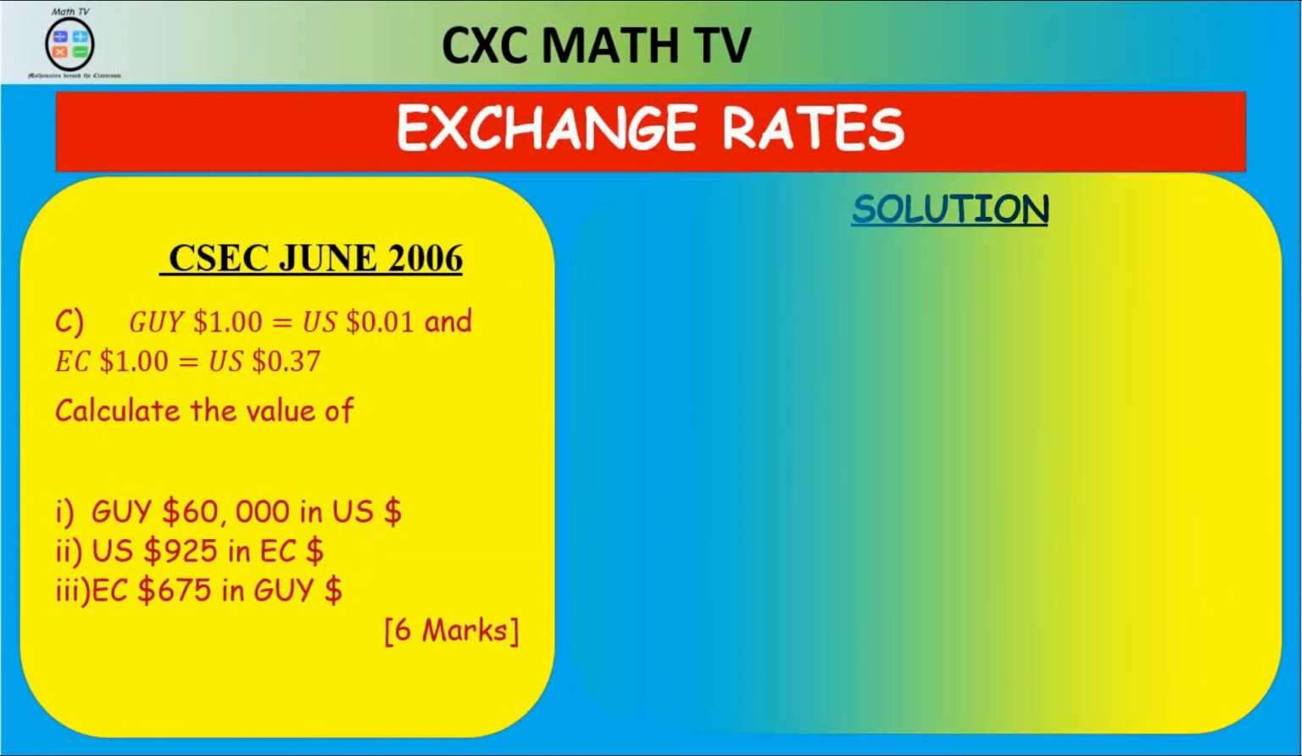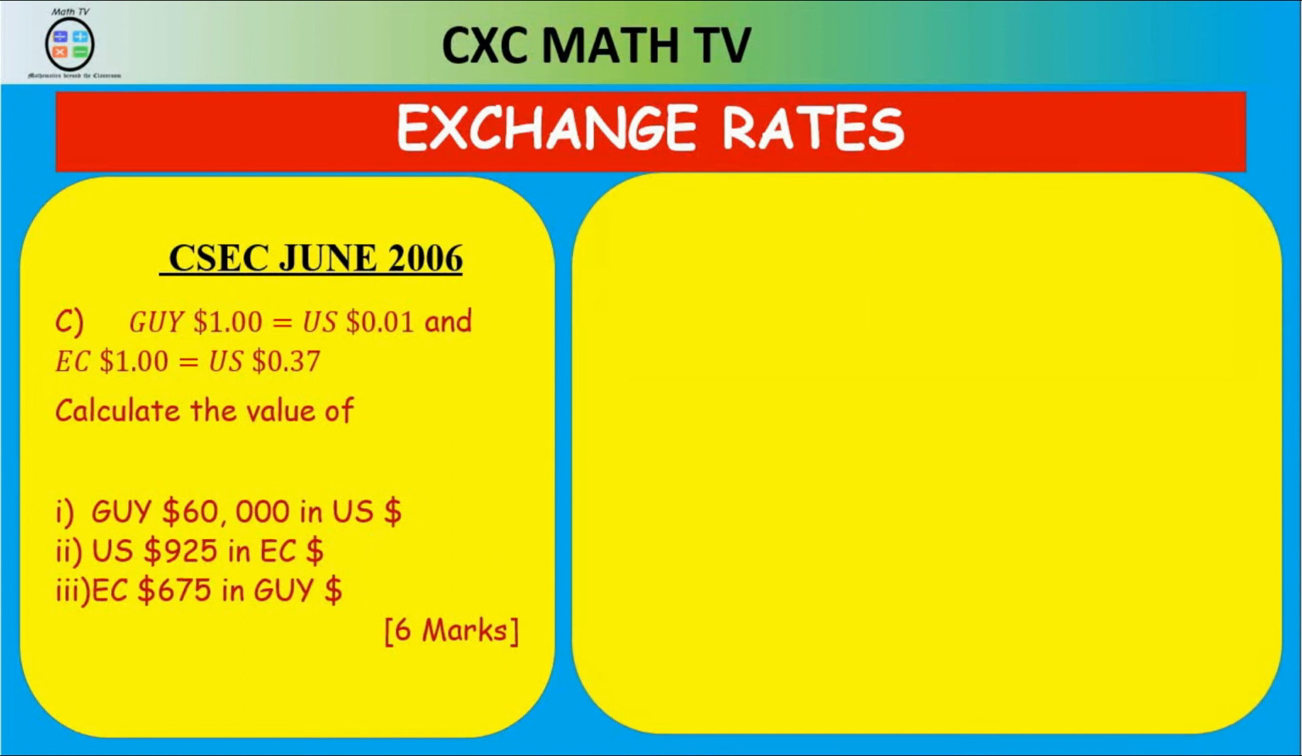Now the third one. The third one has to be the most challenging question. So it says now we need to work out EC 625 in Guyanese. So I want you to pause again and try it again. If you did do it correctly the first time, no problem. But if you didn't attempt part 3, I want you to pause again and attempt part 3 because part 3 has something nice in it.